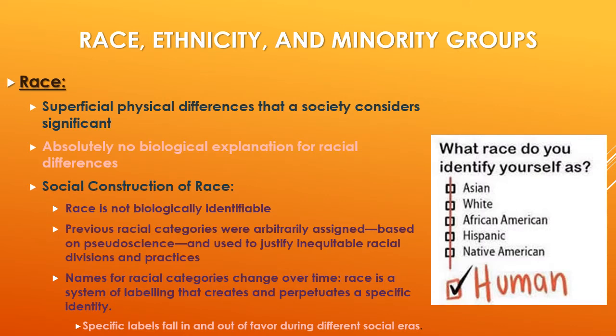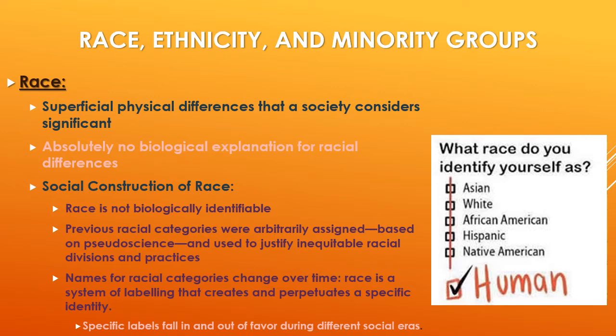Sociologists define race as representing superficial physical differences that a particular society considers significant. Race is said to be a social construct, meaning that there's no biological explanation for racial differences, and societies create and perpetuate their own conceptions of race, often in order to justify inequitable treatment based on racial divisions and social, political, and economic practices. Names for racial categories change over time.